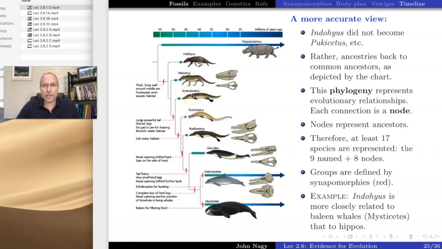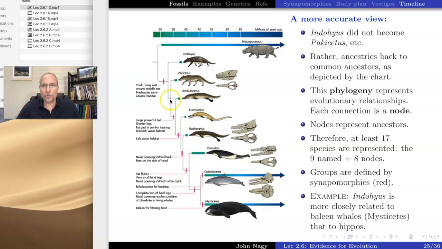Now, notice we're not saying that Ambulocetus became Rhodocetus became Dorudon. What we're saying is there's a common ancestor right here, which has these traits that it then gave to all of its descendants, and these descendants included Ambulocetus, Rhodocetus, Dorudon, and the modern whales and dolphins.